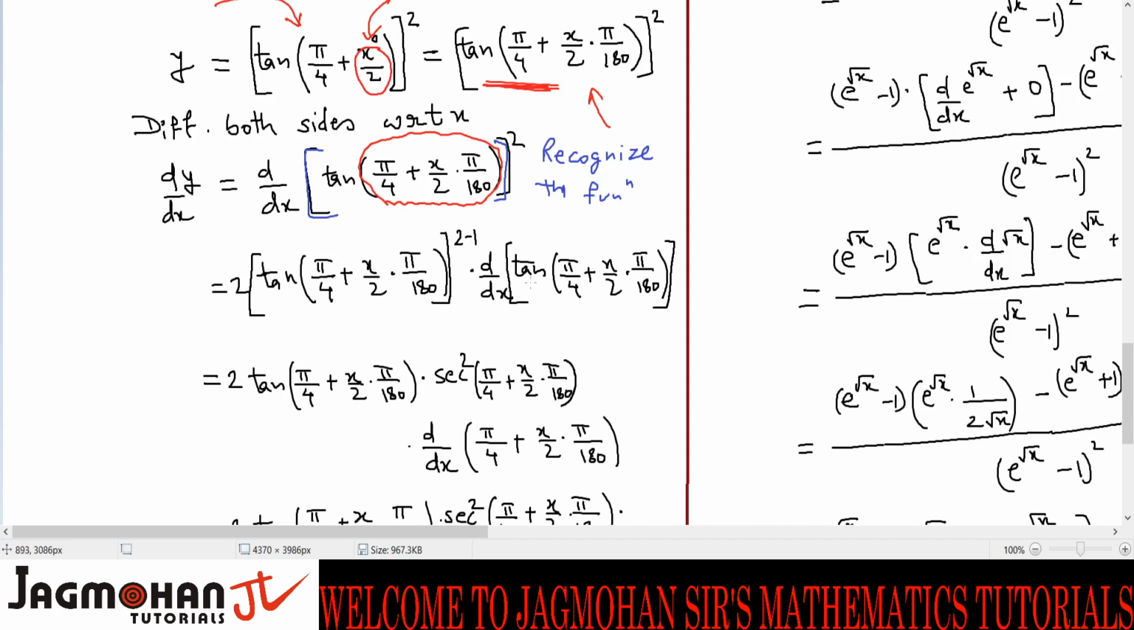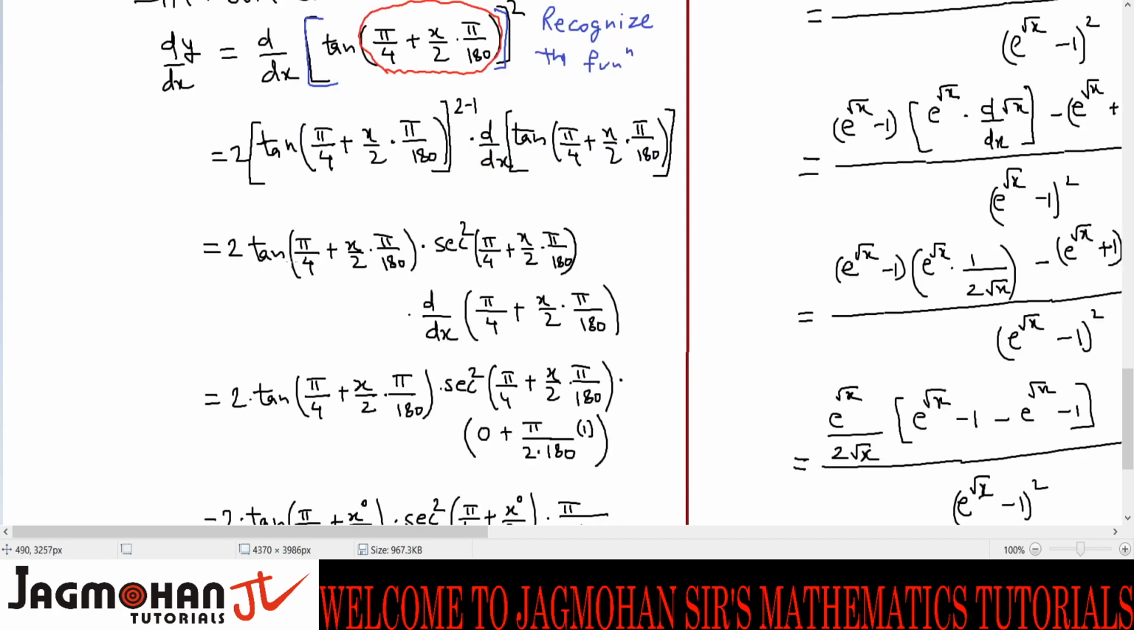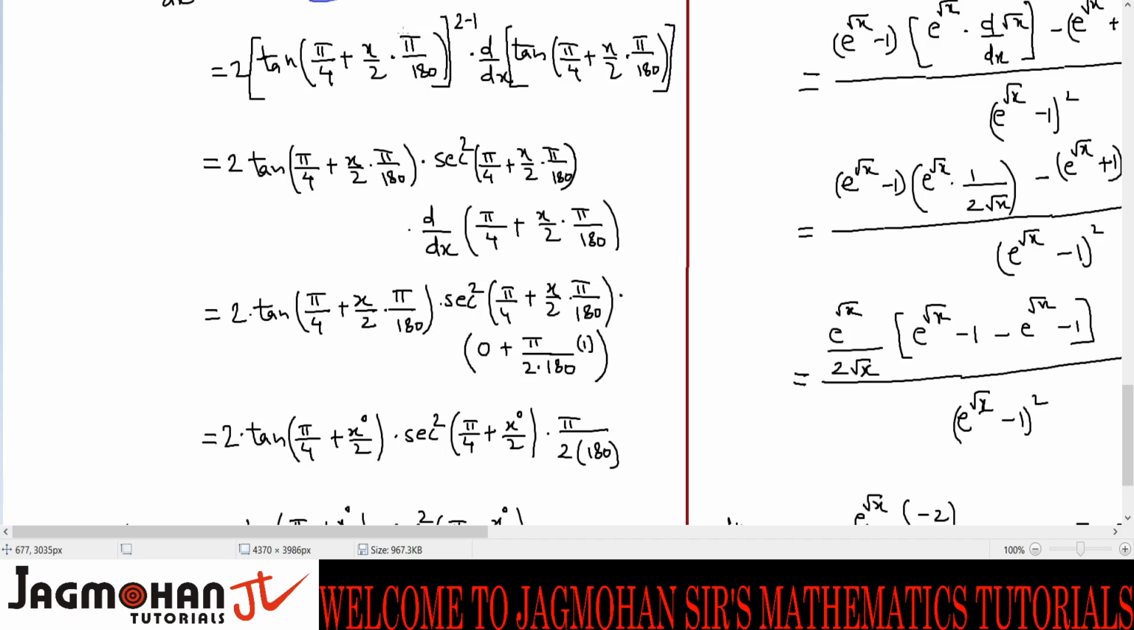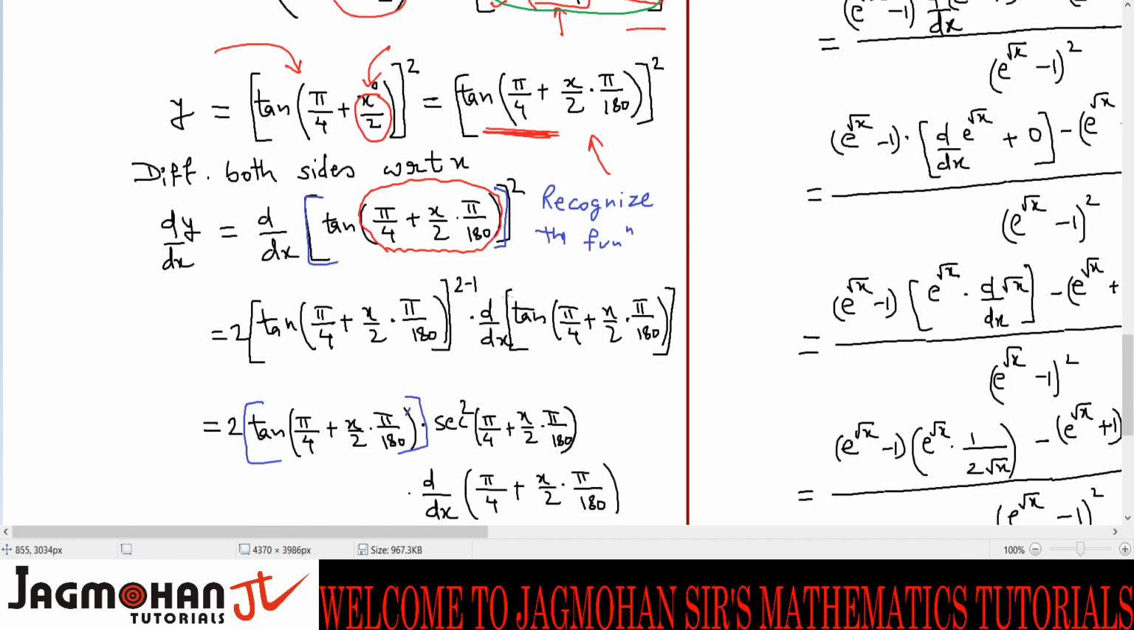Tan of this angle. So next step, it is 2 times tan of (pi/4 + x/2 into pi/180) raised to 2 minus 1, which gives you the same thing. The power of this is still 1. If the power is 1, it need not be written. And then d by dx of, now here, what is the function? This is tan f of x. What is this function, students? This function is tan f of x.